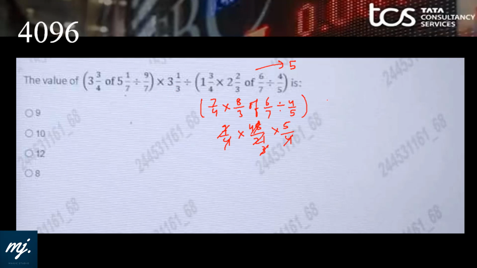But here is the division sign. So this would be 10 by 3 into 1 by 5. That gives 2 by 3. So till here we have got 2 by 3.